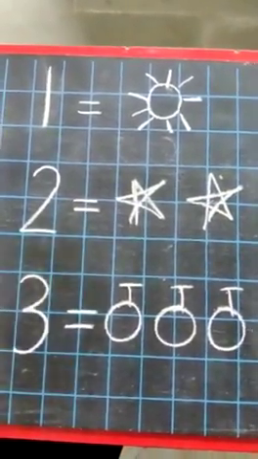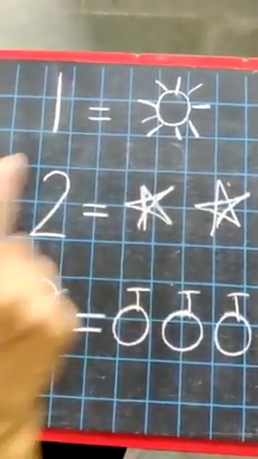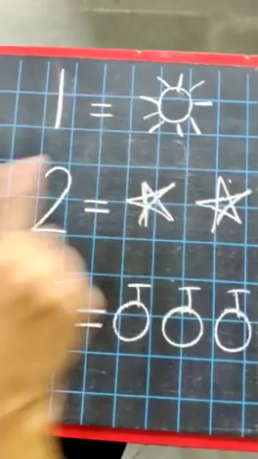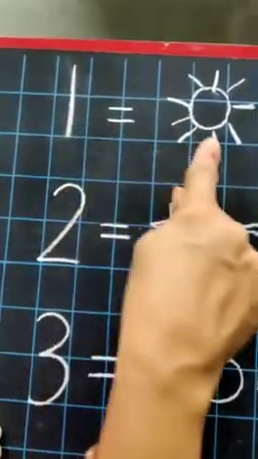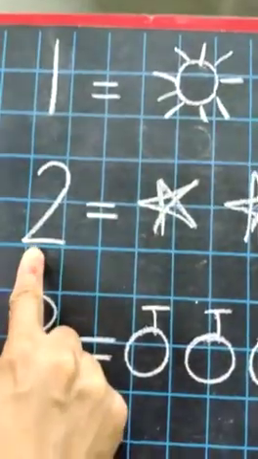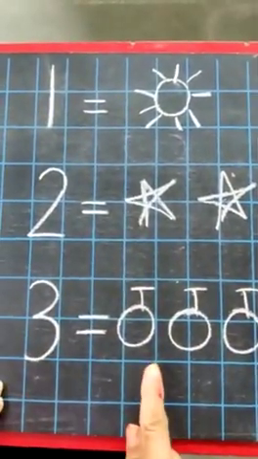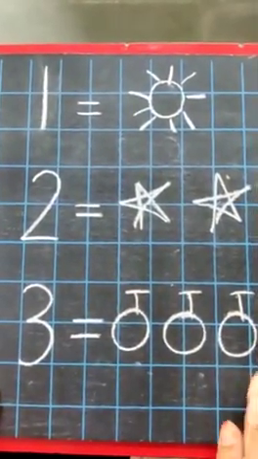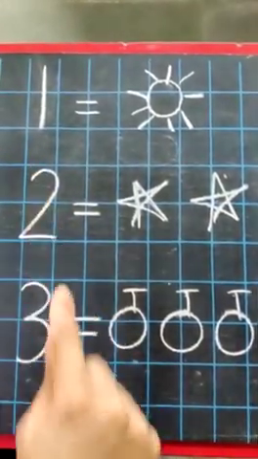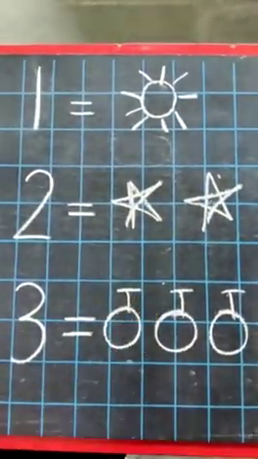Now children, I want you to write your numbers 1 to 3 and draw the objects according to the number. Like see here, for number 1 I have drawn 1 sun. For number 2 I have drawn 2 stars. And for number 3 teacher has drawn 3 cherries. So now in the same way you write number 1, 2 and 3 and draw whatever you like. Okay.